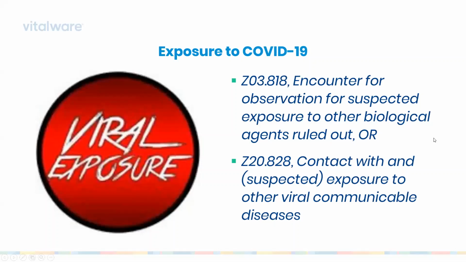All right, so exposure to COVID-19. They did not add particular additional ICD-10 codes for exposure to this specific virus, although they are talking about that to add in October. But right now, we're going to use the codes that are already there. So we have encounter for observation for suspected exposure that's been ruled out. So the patient is coming in because they thought they might have been exposed, but in the end, we really don't think they were exposed. That's Z03.818. Or they are exposed. We know they are exposed. We're going to use Z20.828 for the contact with and exposure to viral communicable diseases. So not specific to this novel coronavirus, but that's what they want used for the time being.